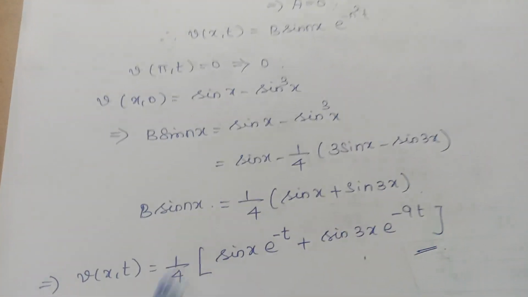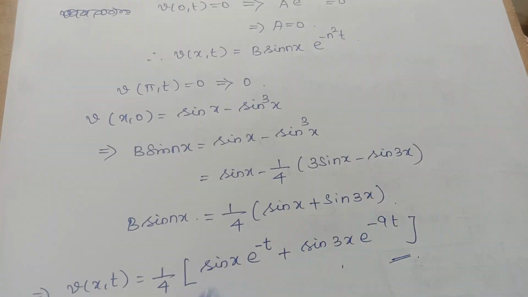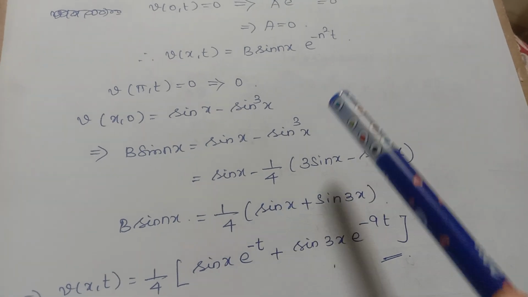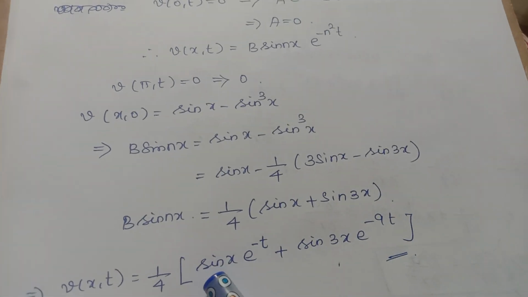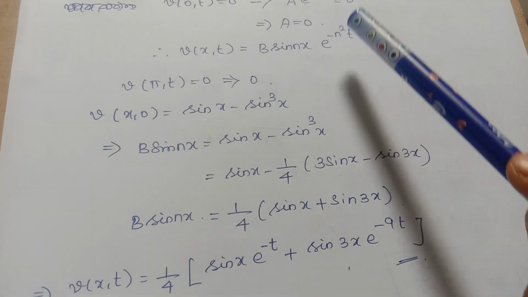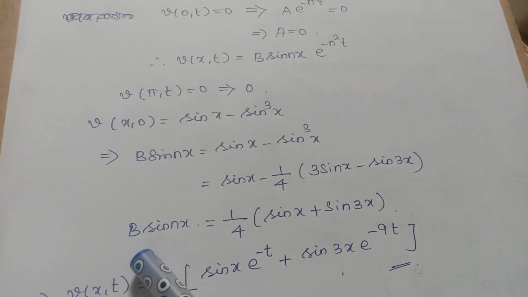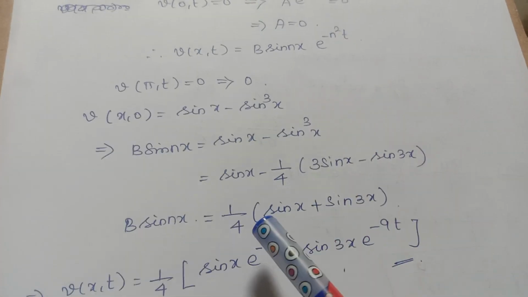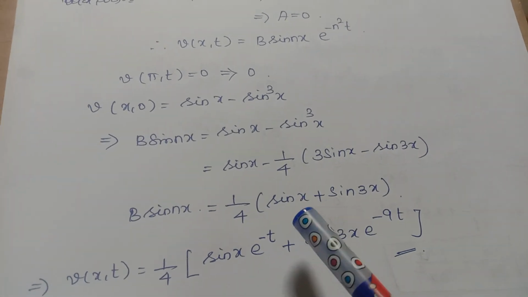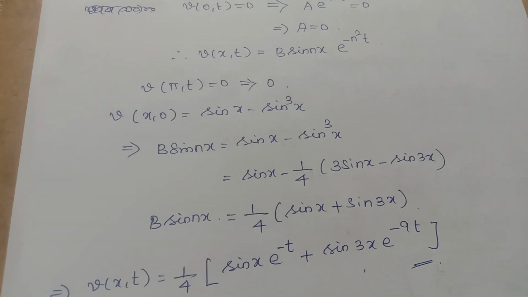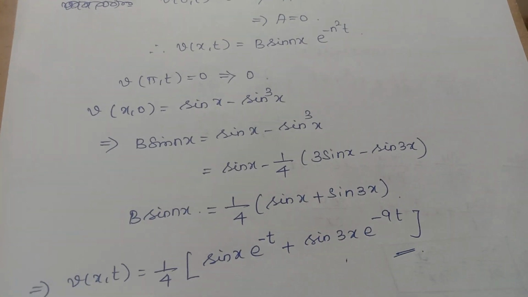So substitute it here. So v(x,t), when n = 1, this will be e^(−t) sin x. When n = 3, it is what? Here n takes two values, one is 1, another one is 3. b is equal to 1/4 only, but since n takes two values, you have to write it as a sum of two terms: 1/4(e^(−t) sin x + e^(−9t) sin 3x). Okay. That's all. Thank you.